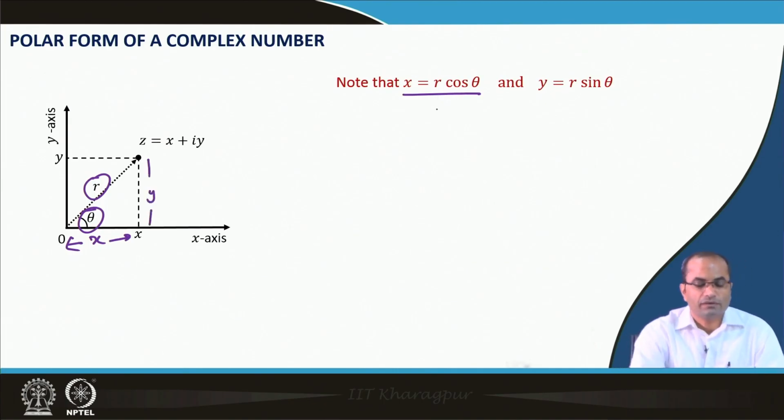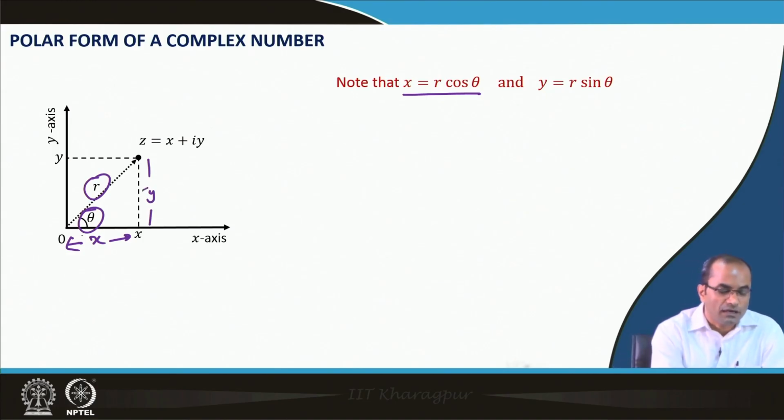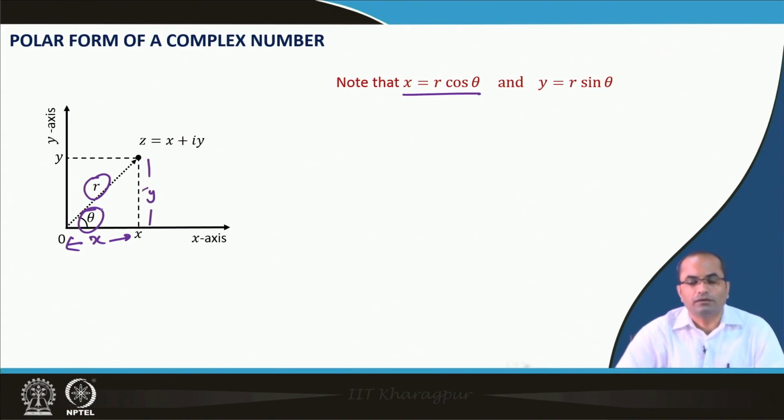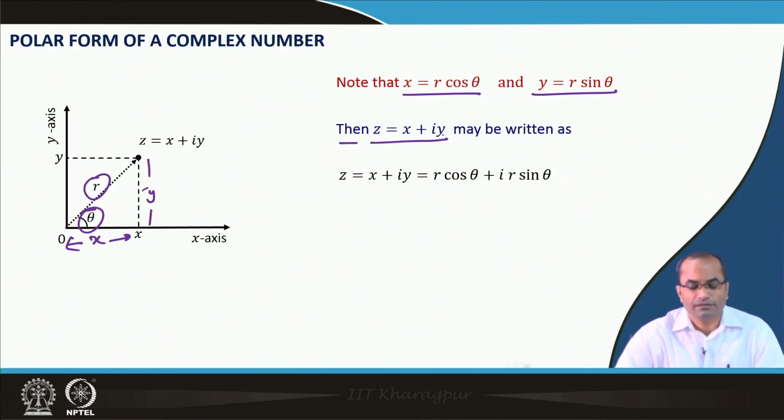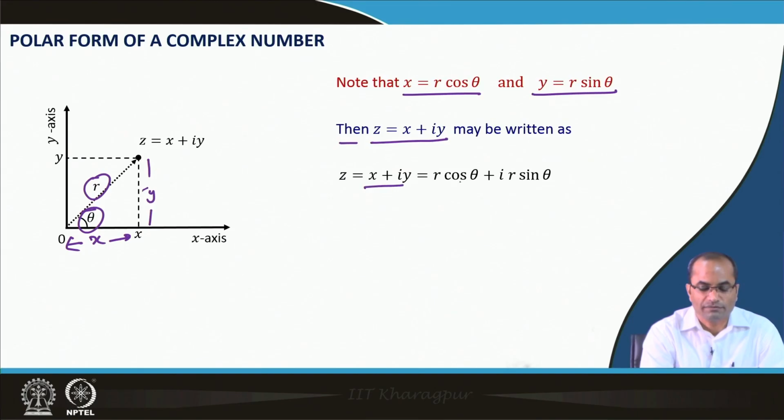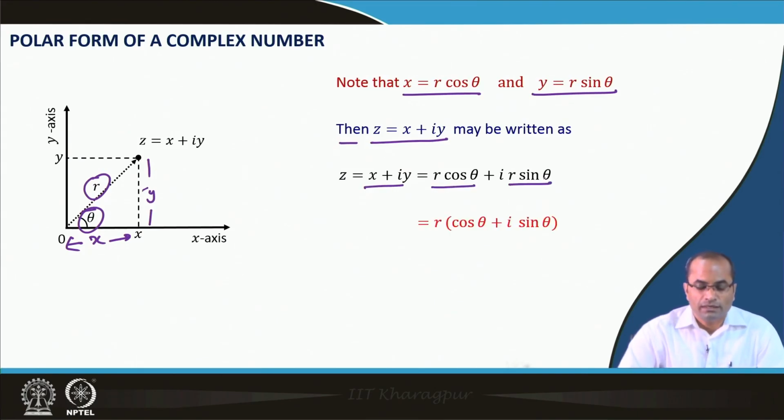So, we can have this relation that x is equal to r cos theta and y is equal to r sin theta. From this triangle we can identify this relation that x is r cos theta and y is r sin theta. Then z equal to x plus I y can be written, with this relation, as x is r cos theta, y is r sin theta, and if we take this r common we have r into cos theta plus I sin theta.